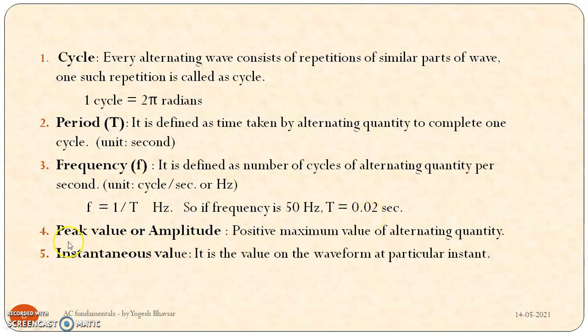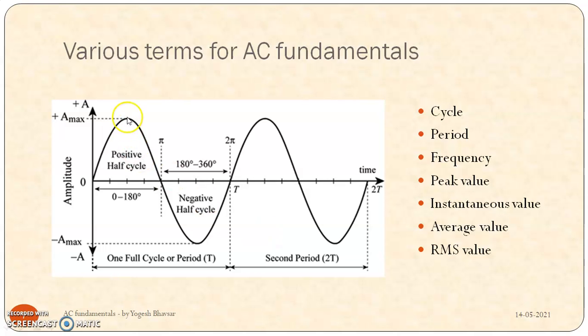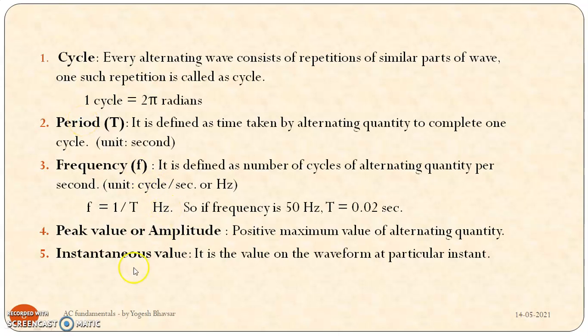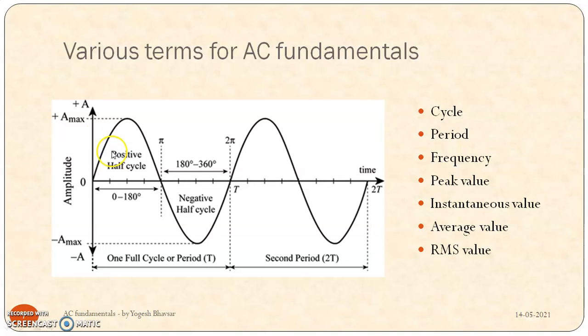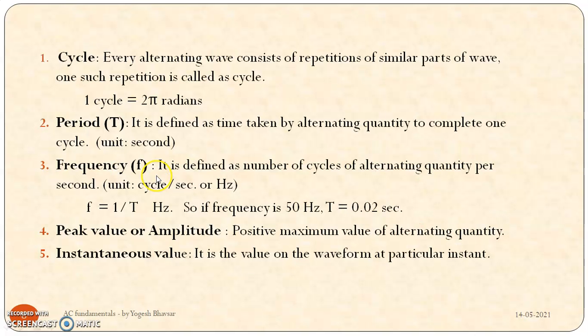Then the peak value or amplitude is the positive maximum value of the alternating quantity. This is the positive maximum value from the 0 point to the maximum value. So this is called the peak value or maximum value. Then instantaneous value is the value on the waveform at a particular instant. So at any instant, the value of the magnitude is called the instantaneous value.